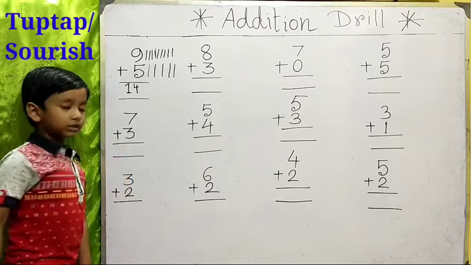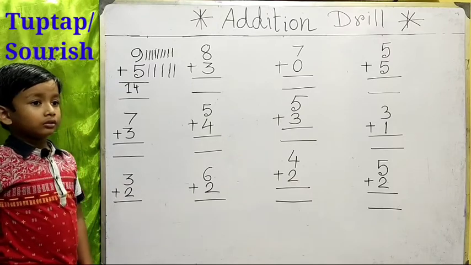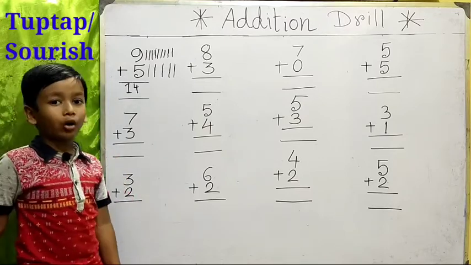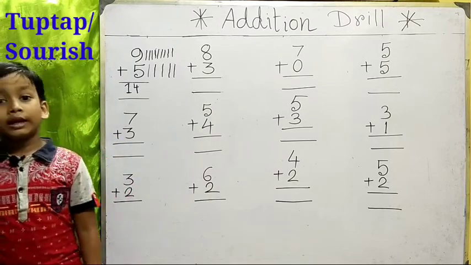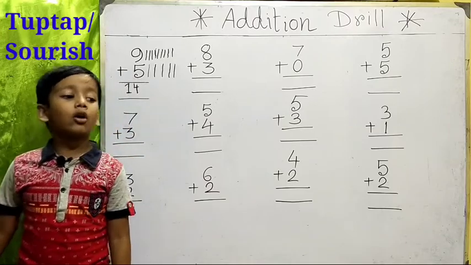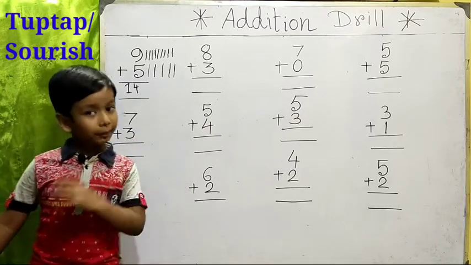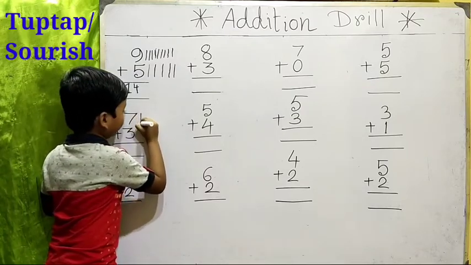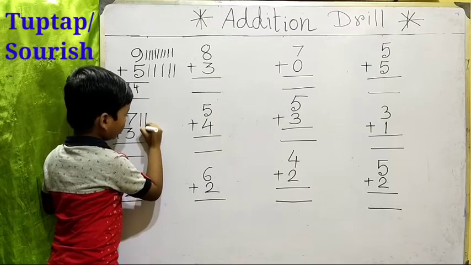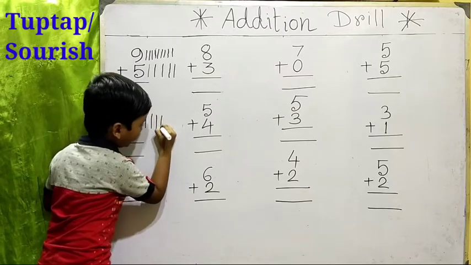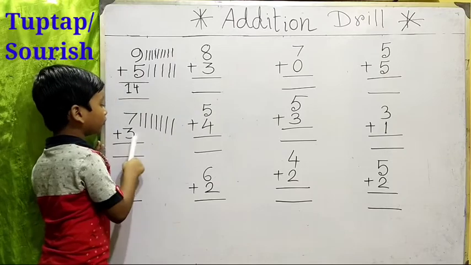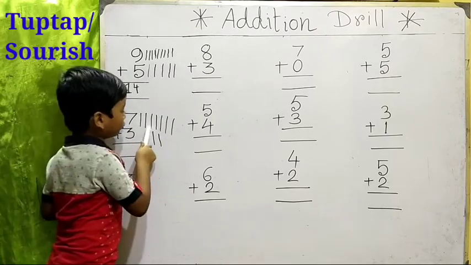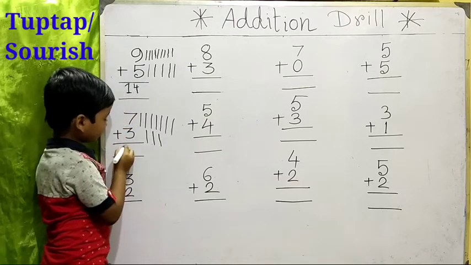You think your father bought 7 marbles for you, and your uncle also gave 3 more marbles. So total how many marbles? Let's know. First we have to write 7 lines. 1, 2, 3, 4, 5, 6, 7. And here 3. 1, 2, 3. So let's count. 1, 2, 3, 4, 5, 6, 7, 8, 9, 10. Our answer is 10.